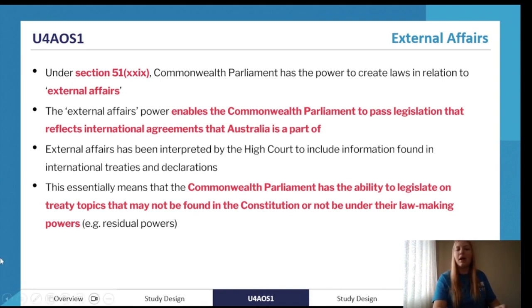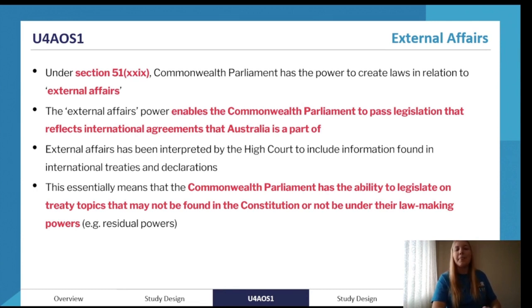It's interpreted by the High Court, so interpretation of the Constitution happening yet again to include information found in international treaties and declarations. Essentially, this means that the Commonwealth Parliament has the ability to legislate on treaty topics, even if they're not in the Constitution or not under their lawmaking powers.